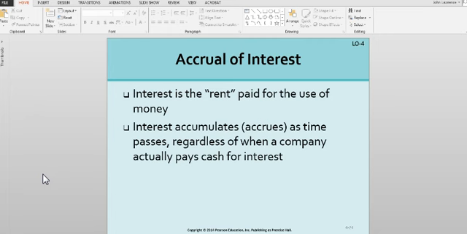Interest is very similar. Interest, of course, is the rent that you pay for borrowing money. Interest accumulates as time passes, regardless of whether you've actually paid interest or not. So if any of you have a loan for a car or a home, each month you make a payment, and some of that payment is principal and some of it is interest. The interest elapses over time, and you're going to pay it over time.